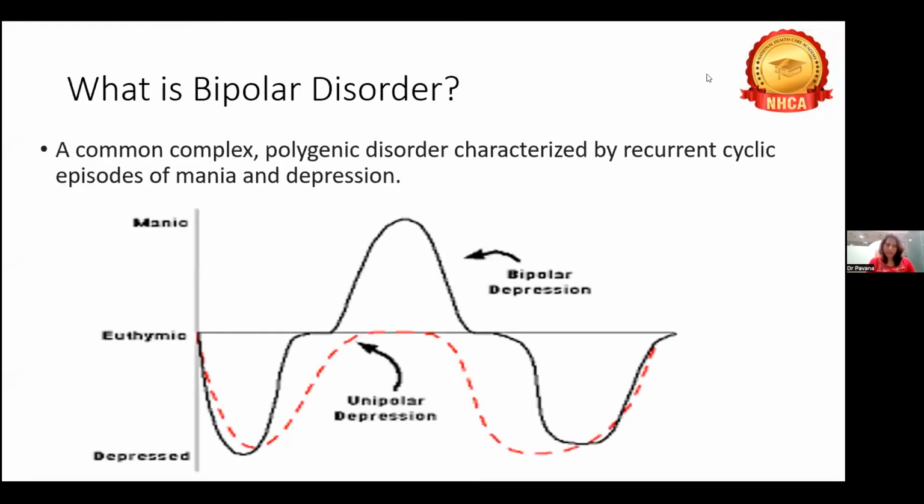Bipolar, as you can see here, there is something called euthymic, which you see here, and there is an upper axis where you can see manic, and a depression. When we are talking about the mood, bipolar disorder is nothing but a mood disorder, where there is a fluctuation in the mood.